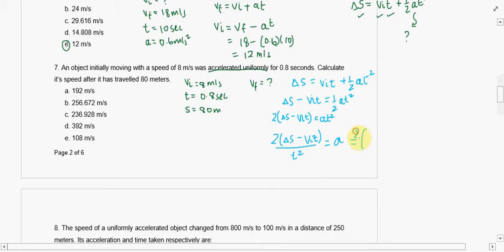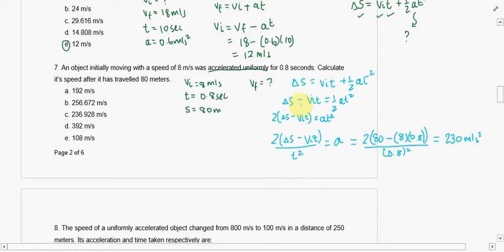So it's 2 times the change in distance, which was 80, minus the initial velocity, which was 8, times the time, which was 0.8, and all of that over 0.8 squared, which gives me an acceleration of, let me just double check, 230 meters per second squared.